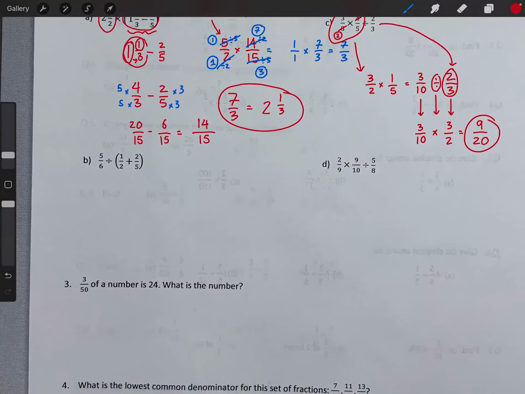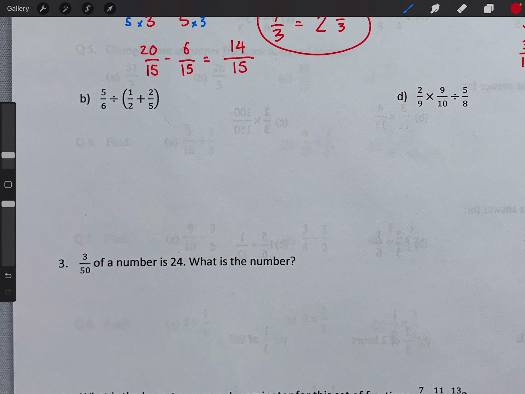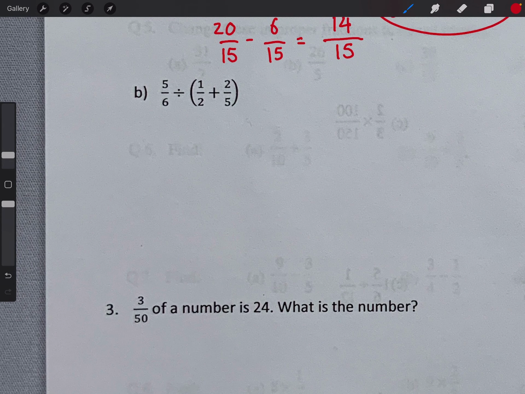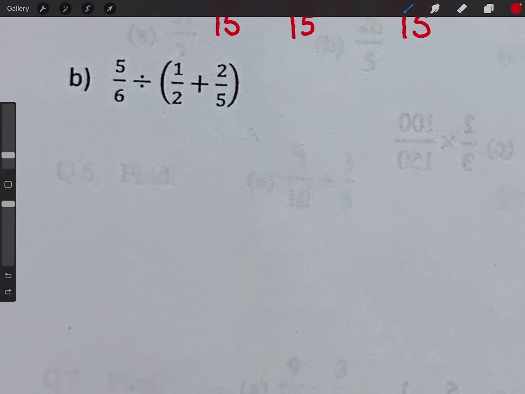Alright, what is this? Question 2b. Okay, so again with the BODMAS, we're going to add this first. So we have to look to add fractions. The reason I'm adding this is because of the brackets. The brackets must be done first.